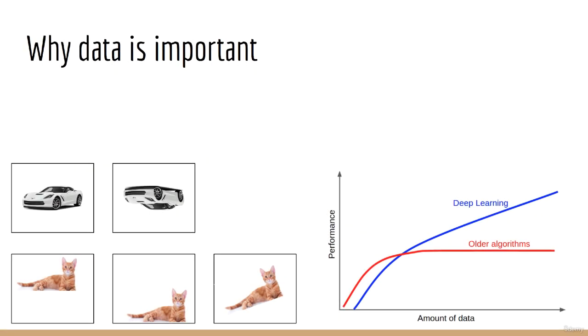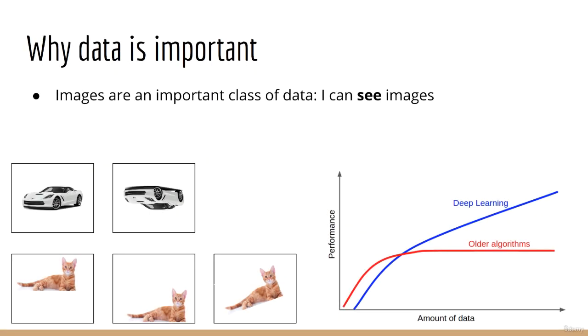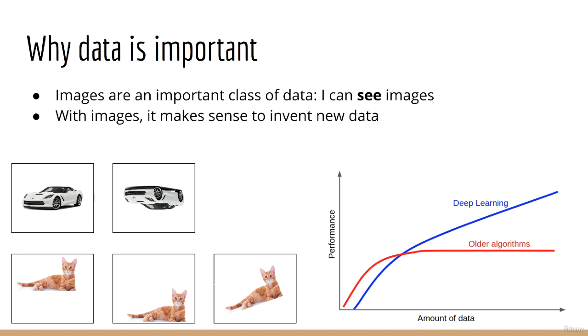However, images are an important class of data. We can see them. We know that both these images are cats. I know that if I rotate this cat a little bit, it's still a cat. I know that if I flip a car upside down or left to right, it's still a car. Although you should probably be worried if you encounter an upside-down car. In other words, what I'm trying to say is, with images, it is okay to invent new data.